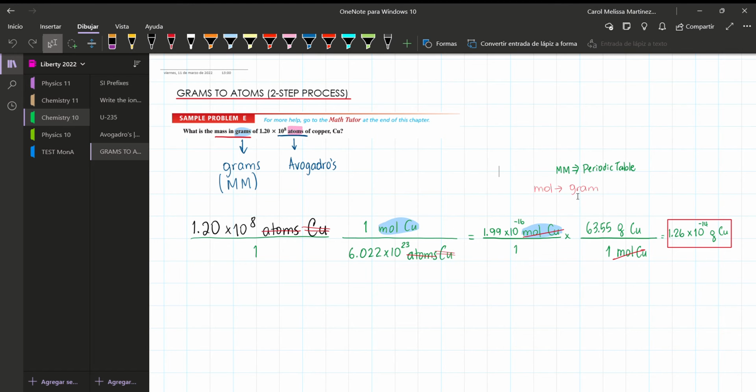Now, let's do one more problem. How many grams of chlorine are in 2.54 times 10 to the 23 electrons of chlorine?